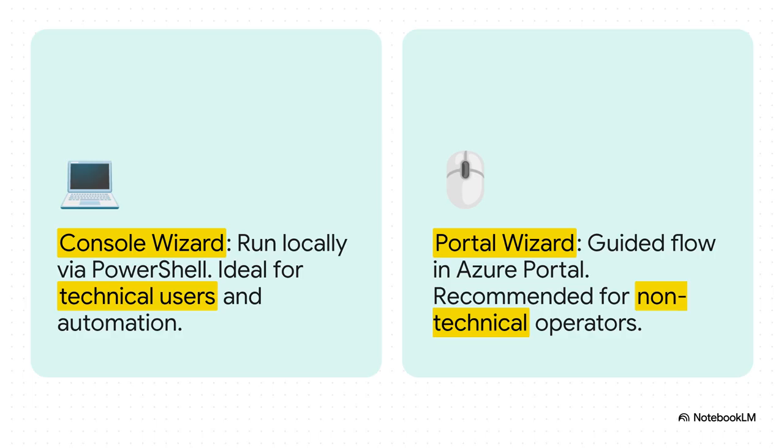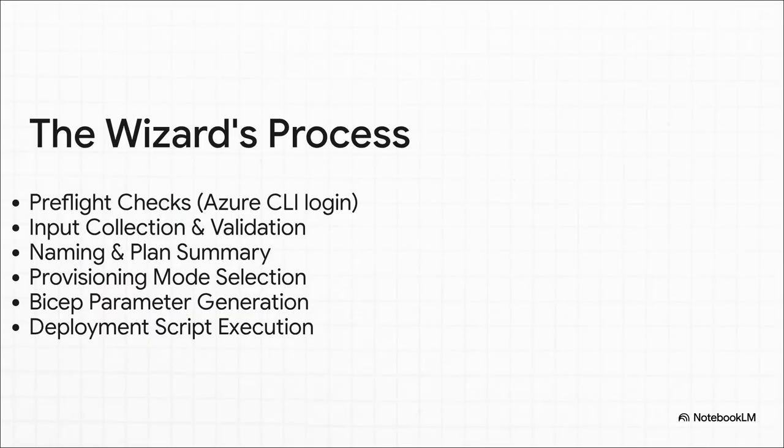But if you're an operator who prefers a graphical interface, or maybe you're just doing a one-time setup, the Azure Portal option gives you a really simple click-through experience. And here's the basic flow of how it works. It all starts with pre-flight checks to make sure you're logged in and you have the right permissions. Then it collects and validates your inputs, confirms the naming plan with you, and asks how you want to provision the resources. Finally, it generates the parameters and kicks off the deployment. It's just a really clean, logical progression from start to finish.